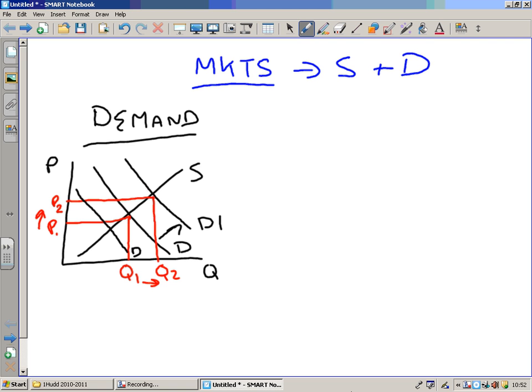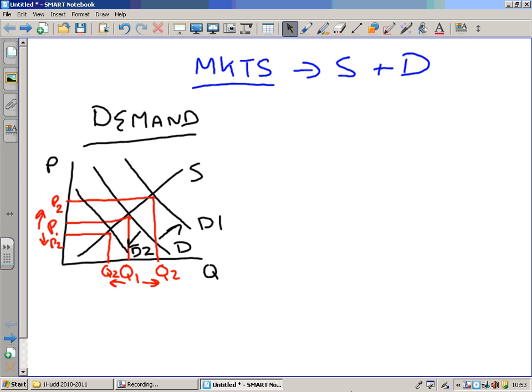If we go back to assuming that demand and supply create an equilibrium at P1, Q1, if demand was to move to the left, so from D to D2, demand has decreased. As people start to demand less of a product, the equilibrium price falls, and as price falls, businesses are willing and able to supply less, so we have a contraction in supply.